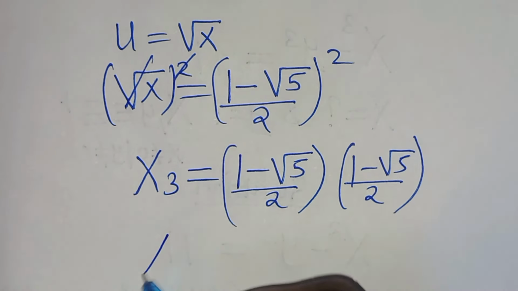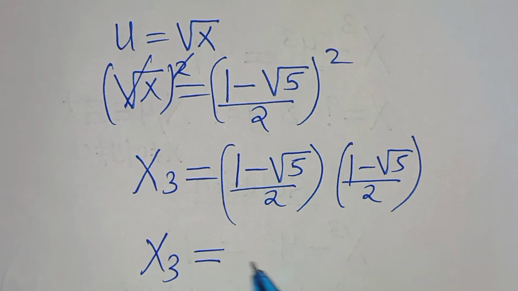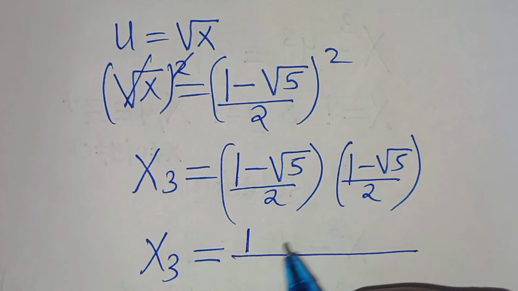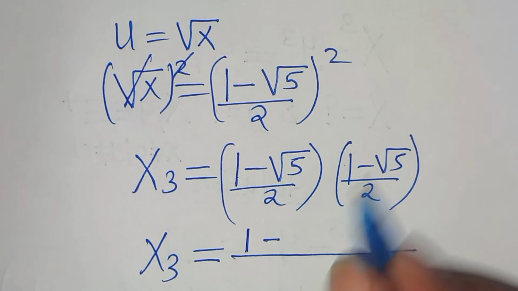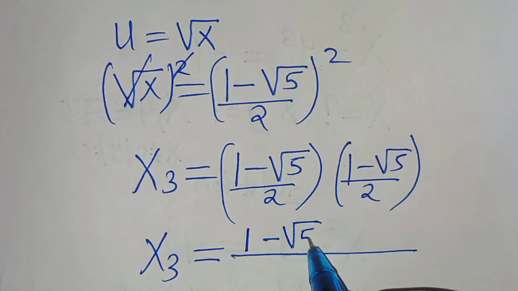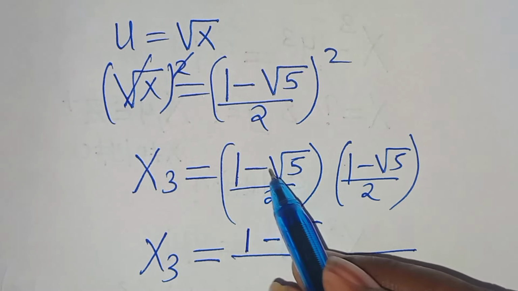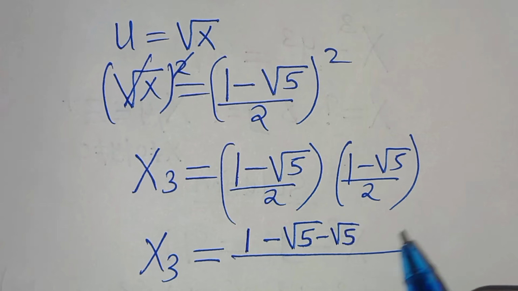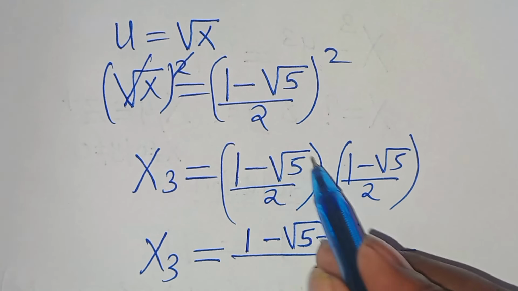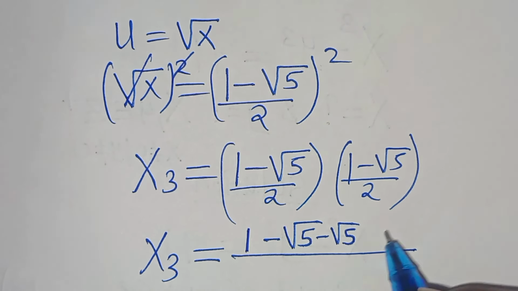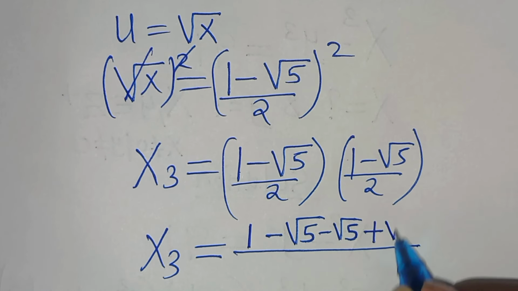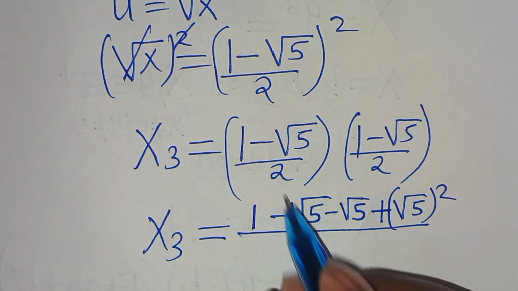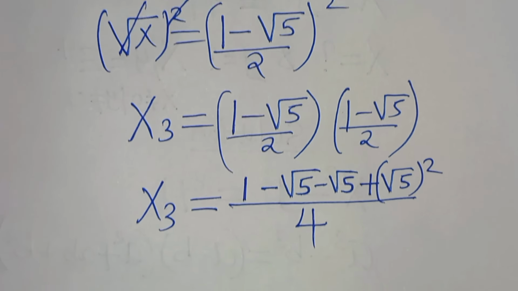So now we have x3 is equal to, now in the numerator here we have 1 times 1, this is 1, then minus 1 times square root of 5, this is minus square root of 5, then minus square root of 5 times 1, this is minus square root of 5, then we have minus square root of 5 times minus square root of 5, this becomes plus square root of 5 raised to the power of 2 divided by 2 times 2, which is 4.